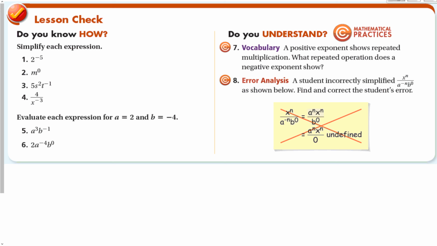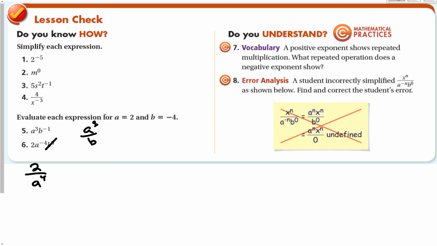Evaluate each expression, so just plug in, but simplify first. So this simplifies to a to the 3rd over b. This one simplifies to 2 over a to the 4th. The b to the 0 just goes away. And then just plug in 2 and -4 for a and for b.